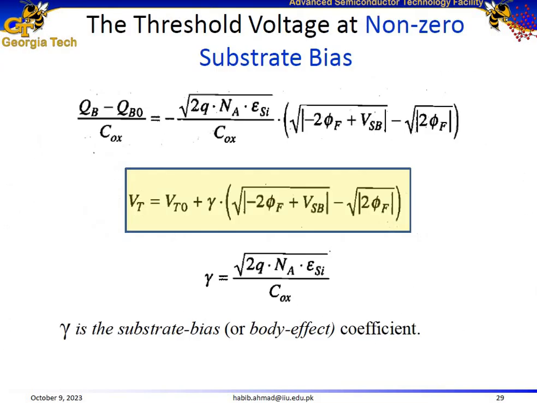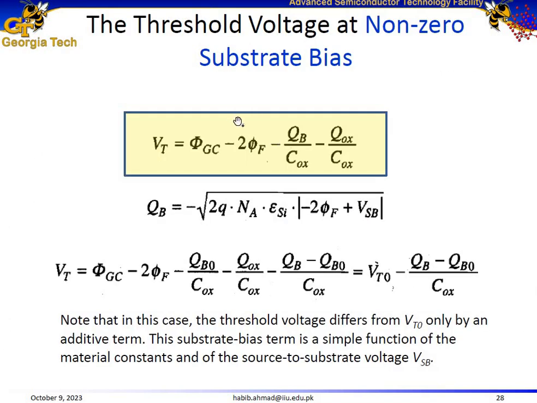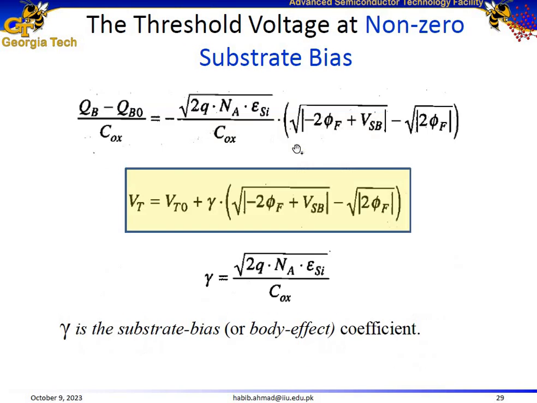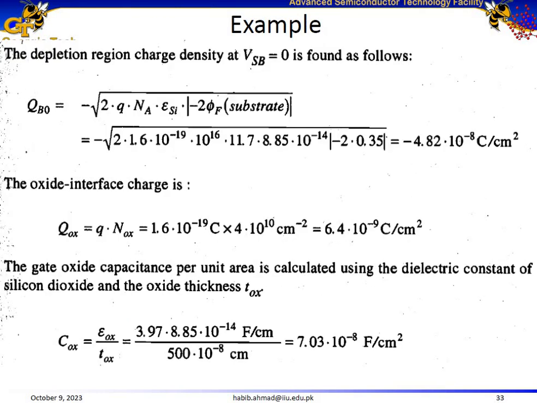But in this expression for the threshold voltage at 0 substrate bias, we calculated QB naught and Q oxide, but now we need to calculate C oxide as well, where C oxide is equal to the permittivity of the oxide divided by the thickness of oxide. It's actually capacitance per unit area, farad per centimeter square.